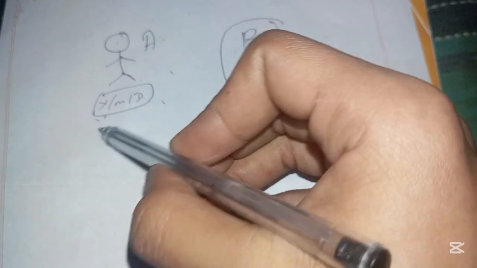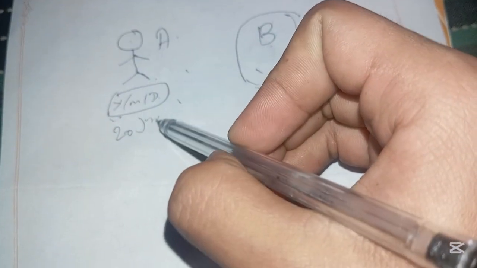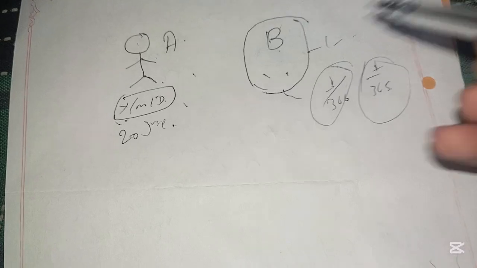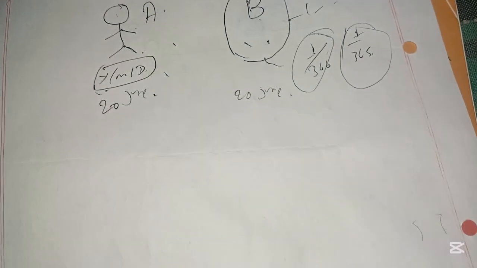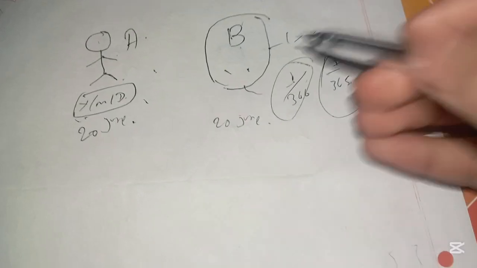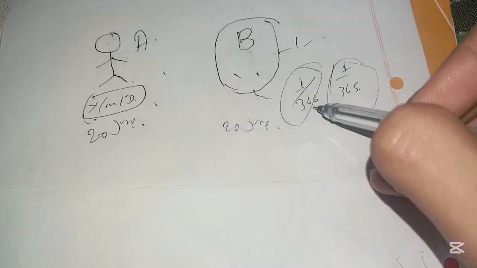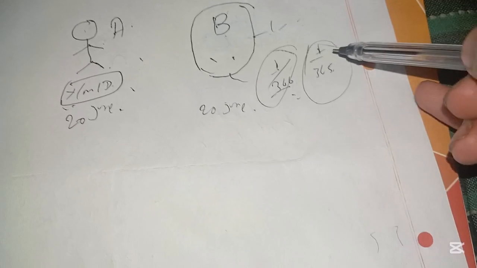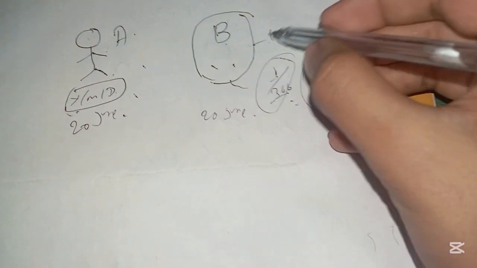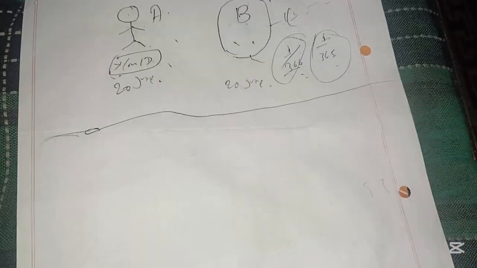If this person has the birthday 20 June, what is the probability that this person also shares the birthday 20 June? If we consider the leap year, it's going to be 1 by 366. If we don't consider the leap year, it's going to be 1 by 365, right? It's a very low probability, or we can say that it is very less likely to happen. Okay, we did the basics. Now let's move on to our paradox.